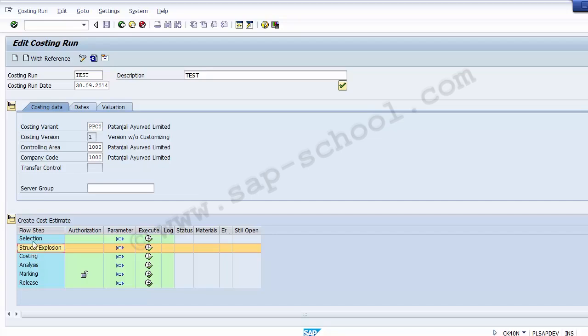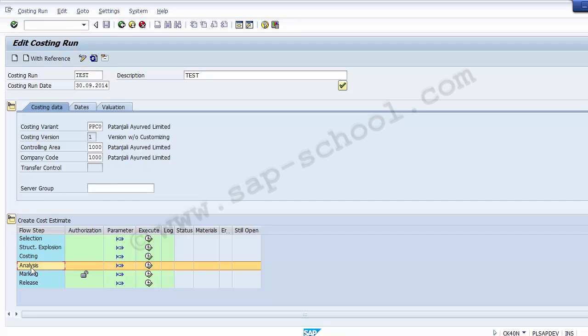So once you fill these first three steps, then there comes the analysis. In the analysis part, you can execute and you can analyze the different values from the materials which have been taken up in the reports, and you can analyze what are the different costings which have been done on the basis of the parameters you have taken up in the previous steps.